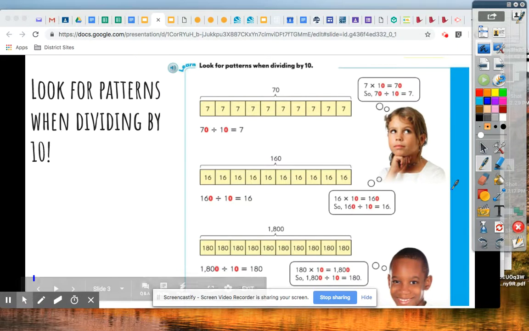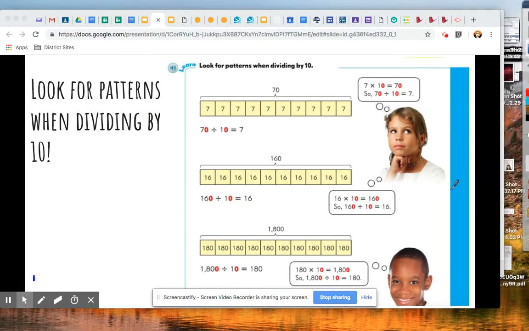In this video, we are going to talk about dividing first by tens, then by hundreds, then by thousands. So in your notes, write dividing by 10. First, we're going to practice dividing by 10.